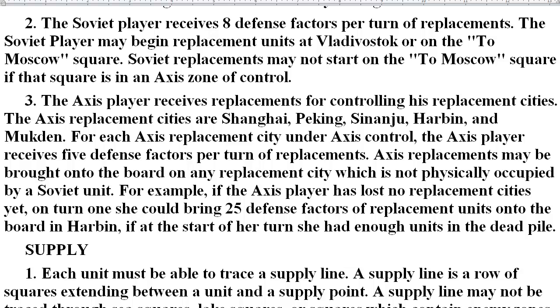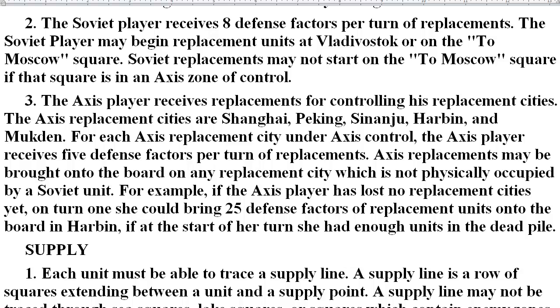The Soviet player gets 8 defense factors per turn of replacements. There are 2 locations that they may be brought on, Vladivostok and the 2 Moscow Square. The Soviet player must keep the 2 Moscow Square free of Japanese zones of control in order to use that square for bringing on replacements.